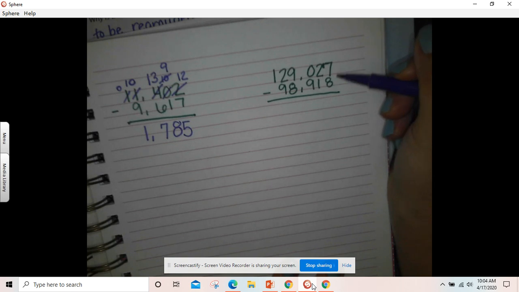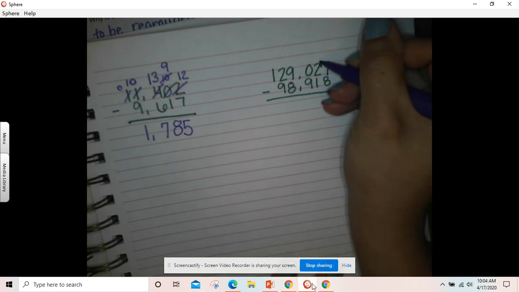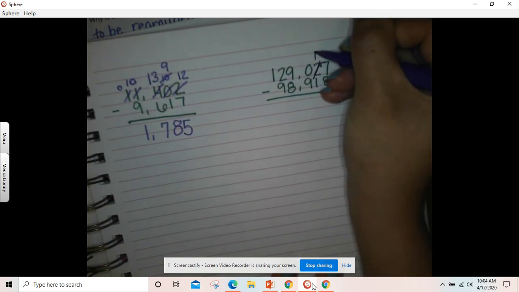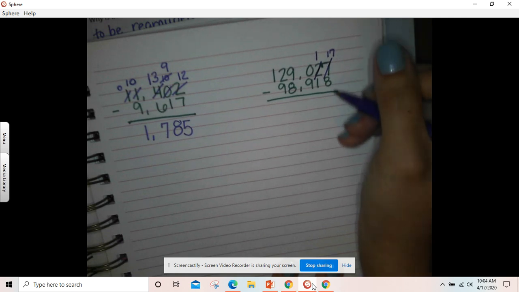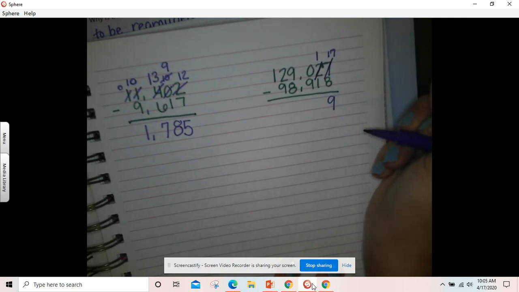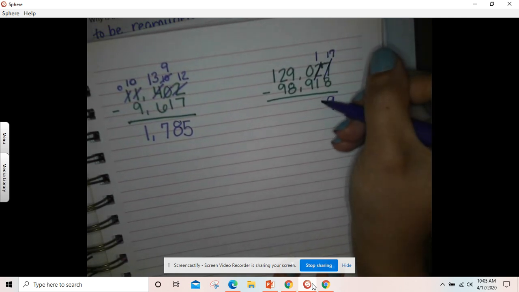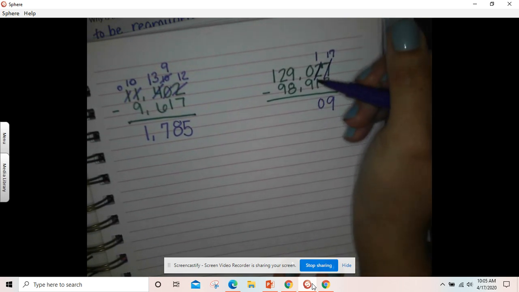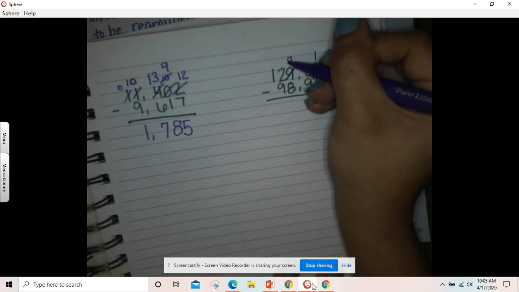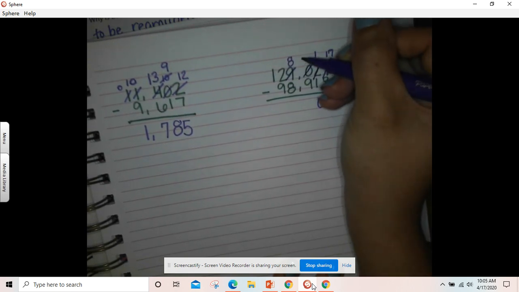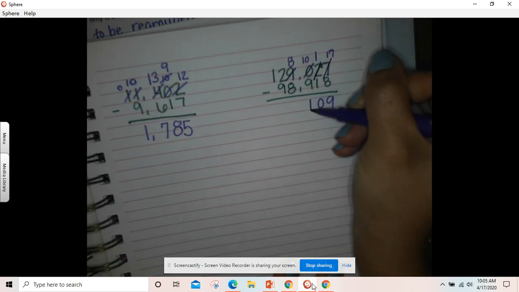Okay. I'm going to start off. I cannot take 8 from 7, so I'm going to borrow from my tens place. My 2 will become a 1, and that 7 will become a 17. All right, I know that that is going to give me 9. Okay, 1 minus 1 is 0, and I cannot take 9 from 0 here in my hundreds place, so I'll have to borrow from the thousands. My 9 will become an 8, and my 0 a 10. 10 minus 9 is 1.